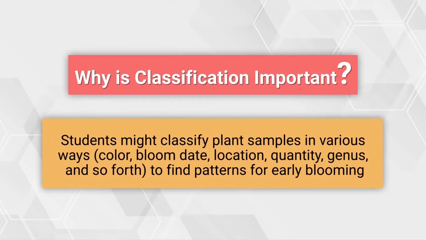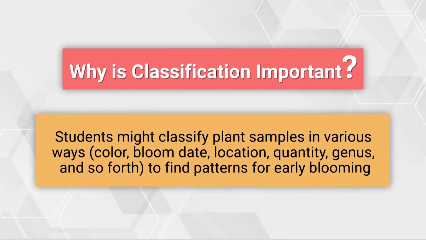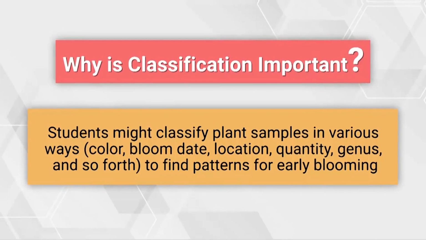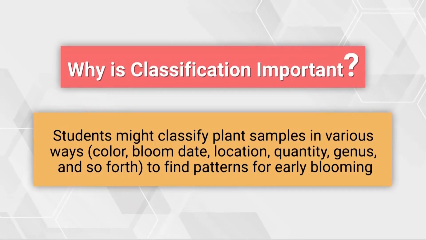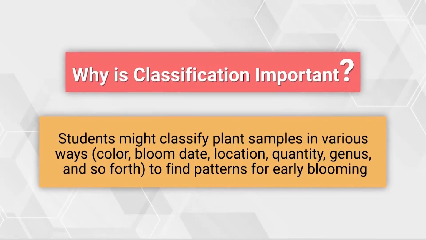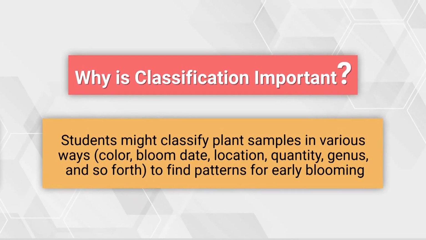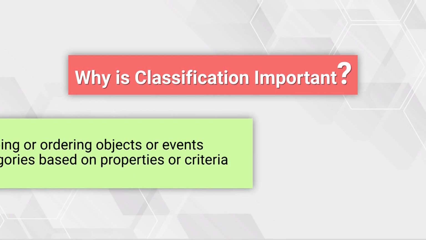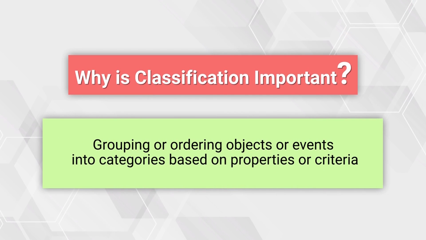For instance, students might classify plant samples in various ways: color, bloom date, location, quantity, genus, and so forth, to find patterns for early blooming. Classifying, therefore, is grouping or ordering objects or events into categories based on properties or criteria. For example, placing all rocks having certain grain size or hardness into one group.